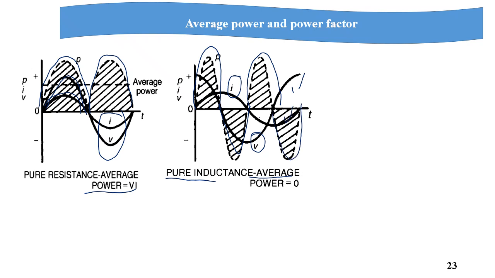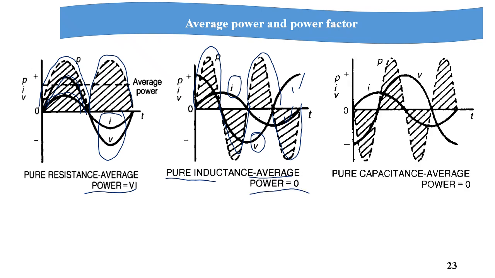If we get the average for this power, we will see that the positive area equals the negative area, then the average power equals 0.